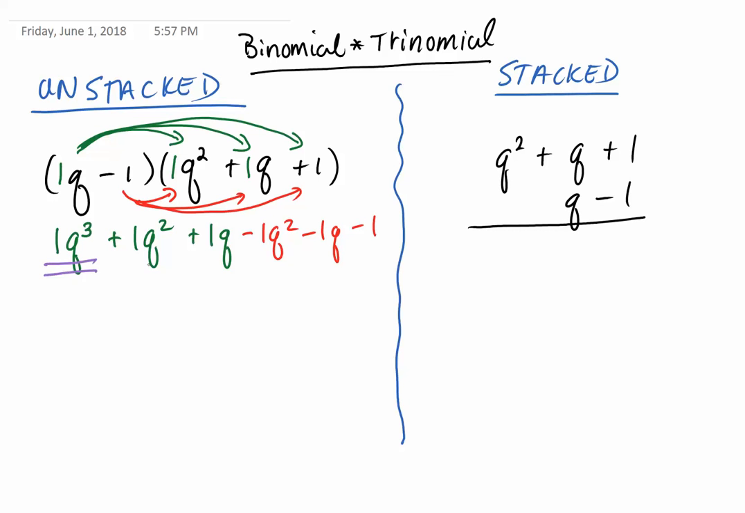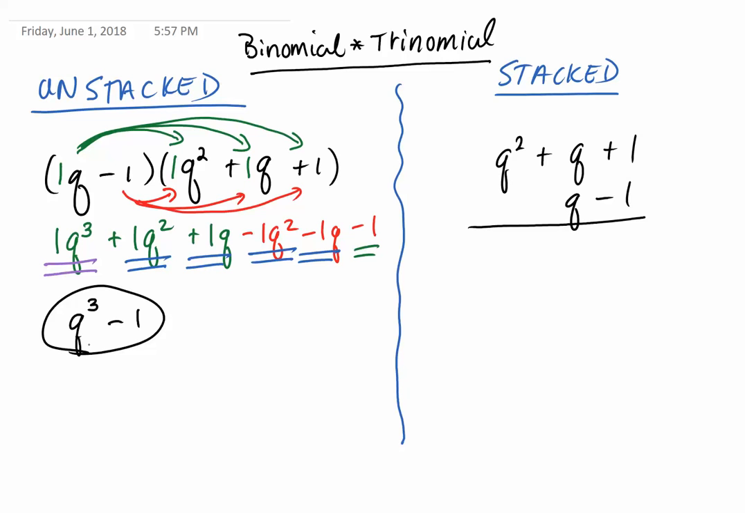First of all, there's only one q cubed term, so we write q cubed. And again, in our final answer, we won't put the 1 coefficients in. Let's see, what else do we have? We've got a positive 1q squared and a negative 1q squared, so that drops out. We've also got a positive 1q and a negative 1q, so that drops out. And then finally, we've got this minus 1. So the final answer would be simply q cubed minus 1.